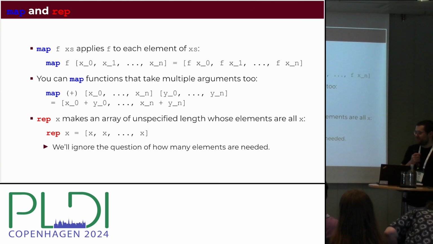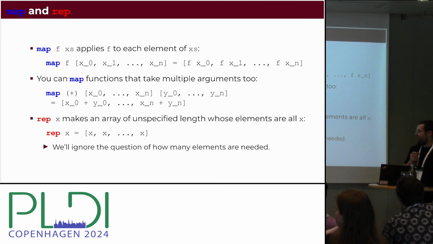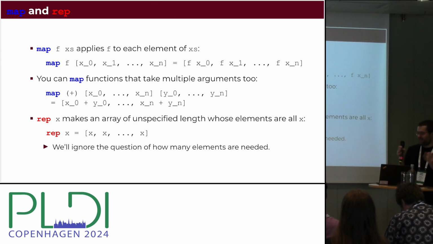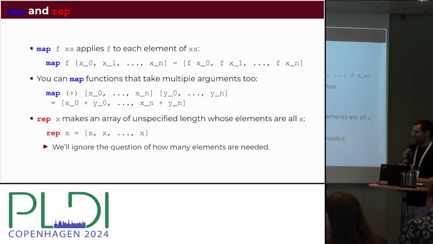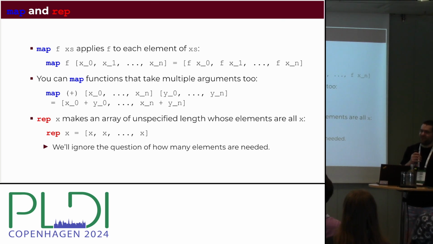And then rep corresponds to replicate. But the unique thing here is that we don't actually describe how long the replicated array should be. For this talk, we just ignore that issue. In actuality, Futhark can do some size inference and figure out how long this thing should actually be. But we're not going to talk about that. So just don't worry about how long the array should be.